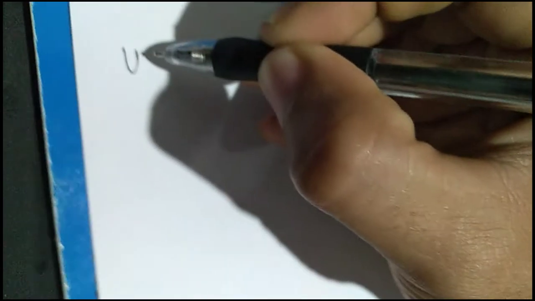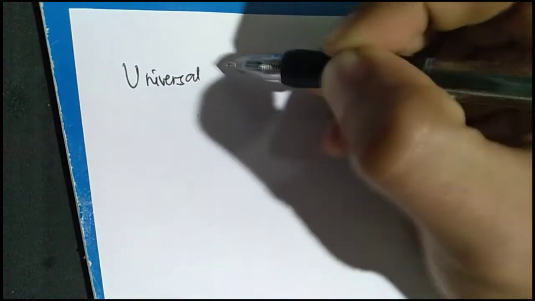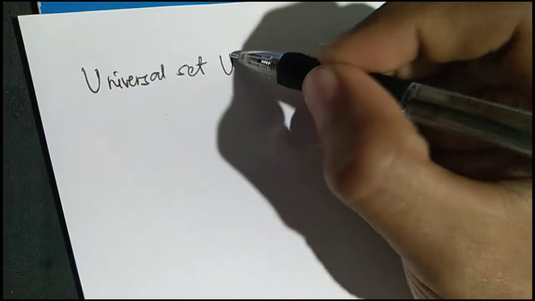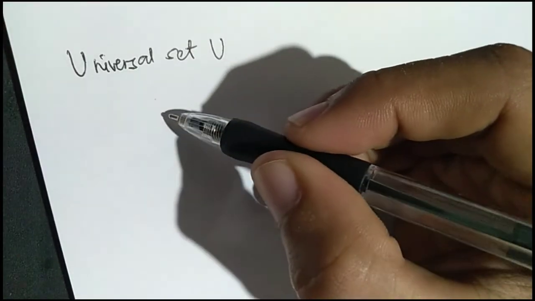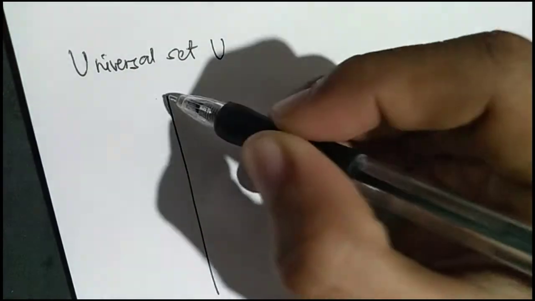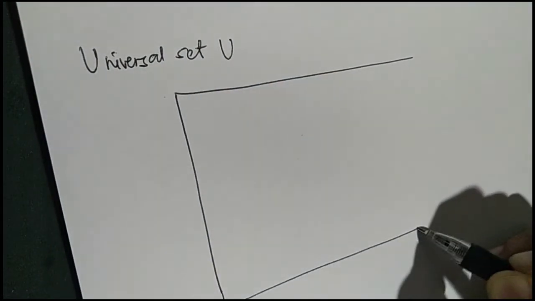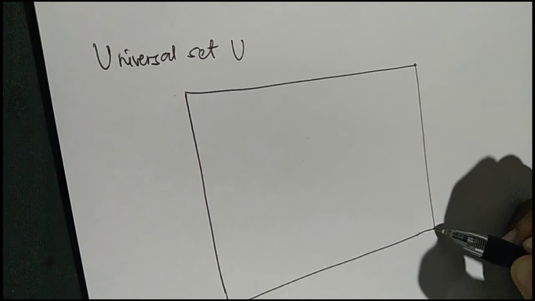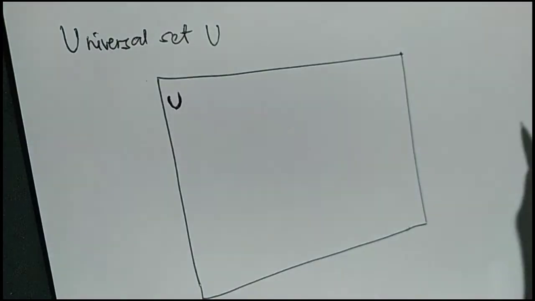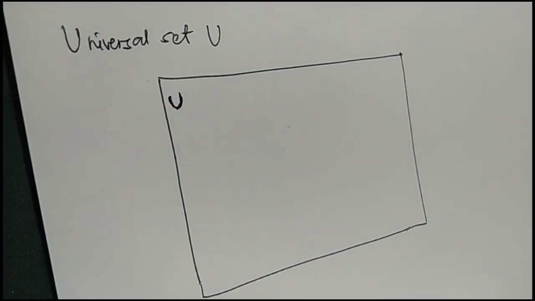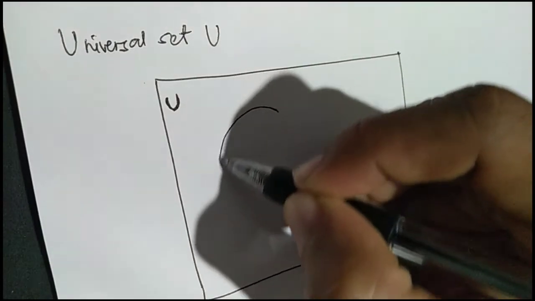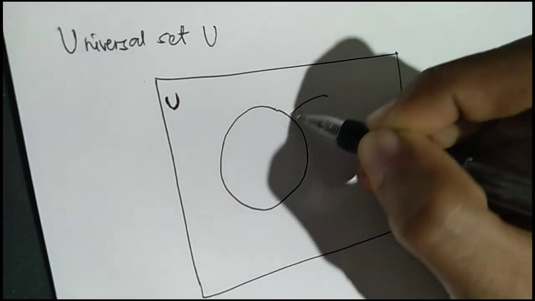The first step is to draw a universal set. Your universal set is represented by U. Draw a big square or rectangle, then indicate that it is letter U, your universal set. Next, insert two overlapping circles: the first circle, then the second circle.